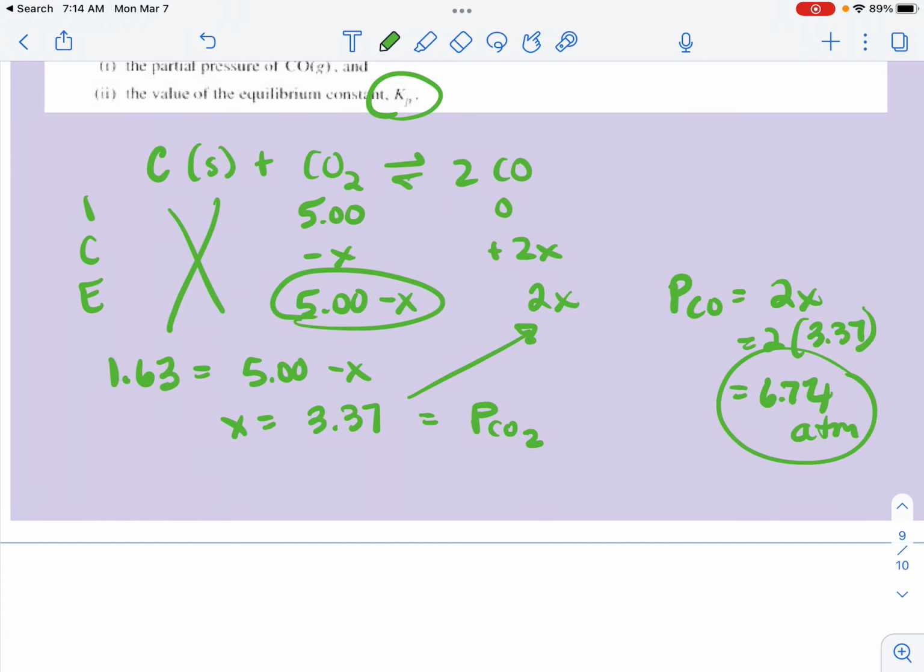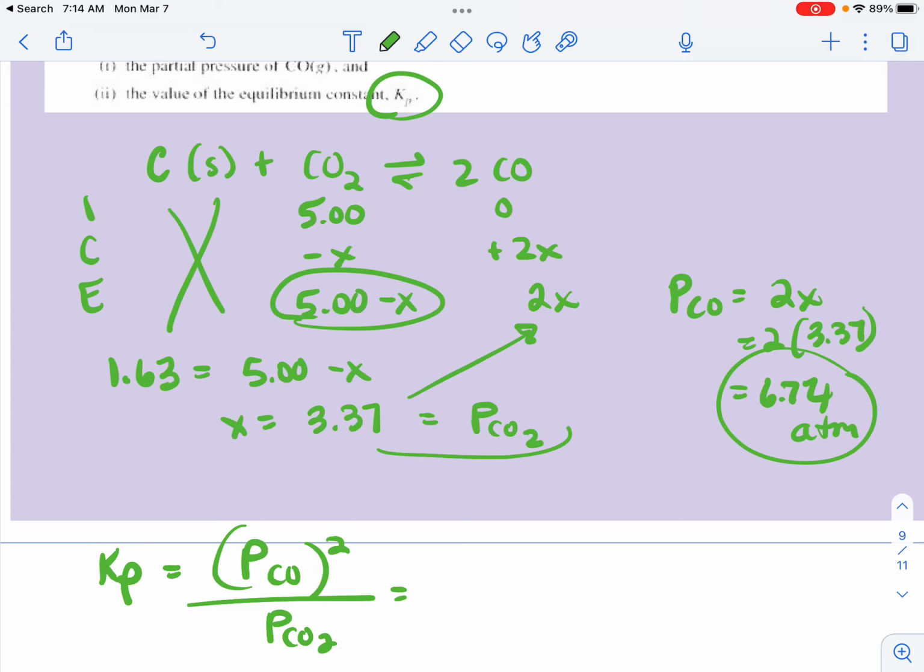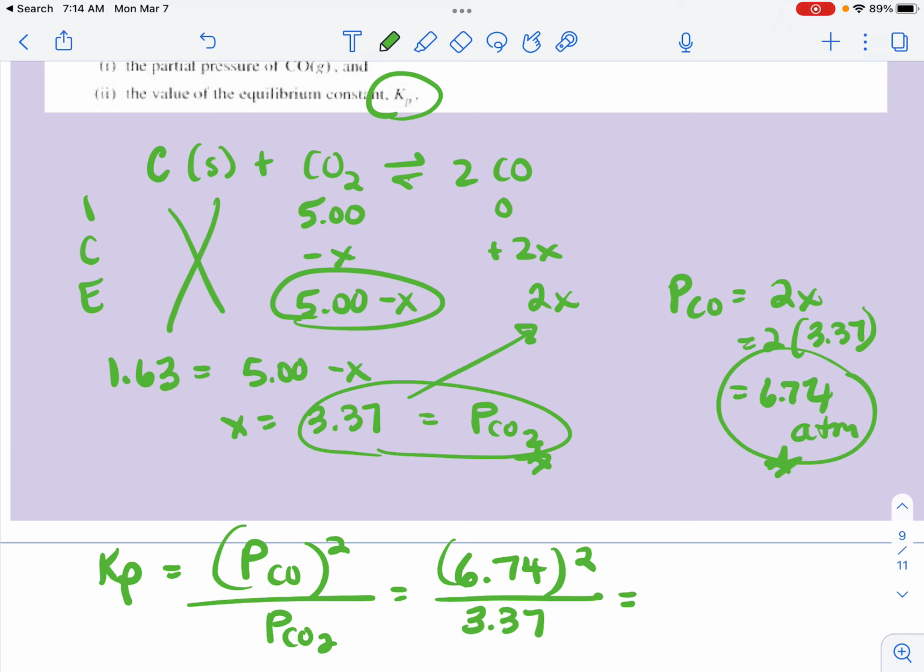And then they want the Kp. So now remember we said Kp equals the pressure of the CO squared over the pressure of the CO2 at equilibrium. And I know both of these at equilibrium. I have them here. So the pressure of the CO at equilibrium is 6.74. I'm going to square it. The pressure of the CO2 is 3.37.